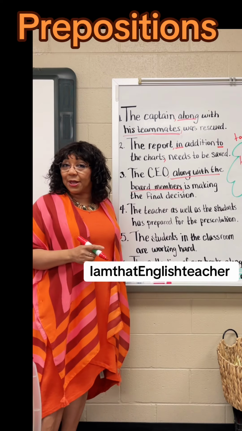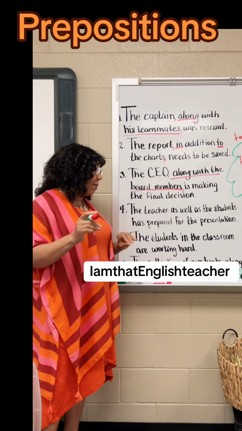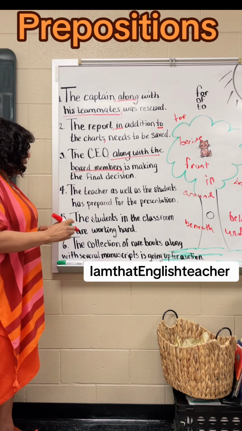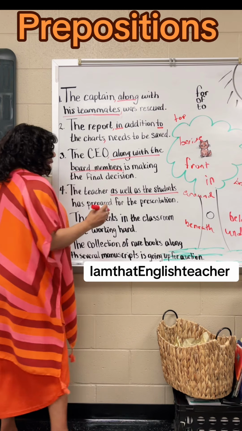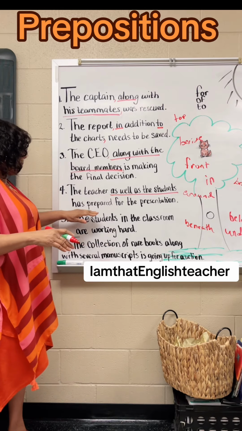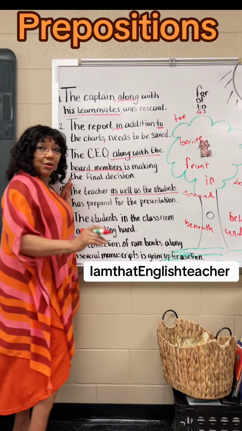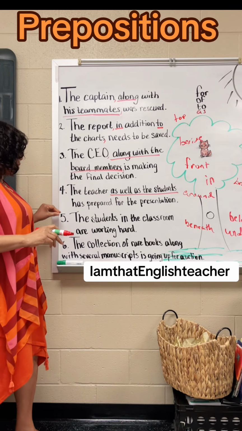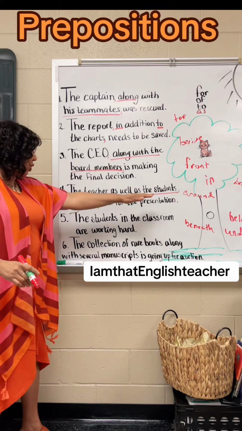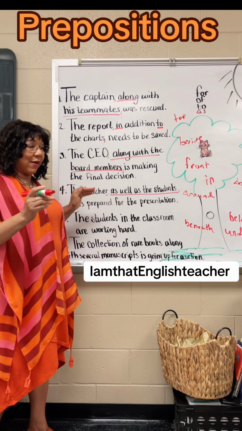Prepositional phrase in number 4. I need some more people paying attention. The teacher as well as the students has prepared for the presentation. Prepared. As well as the students. Prepared is your verb. Okay. I guess we could put as an exception too, okay? The teacher as well as the students has prepared. Look, comma here and comma there. Otherwise, if I was looking at students, it wouldn't be students has prepared. It'd be students what? Have.